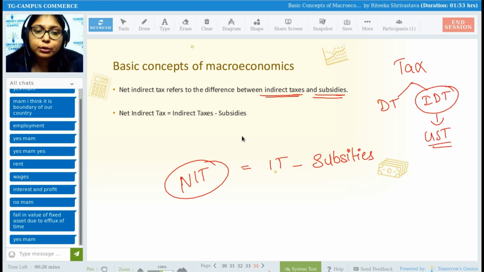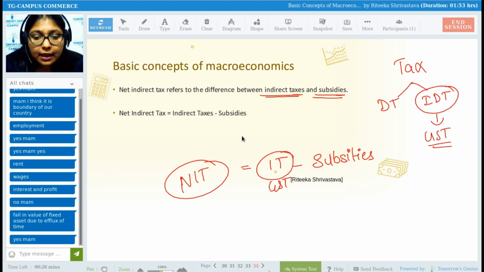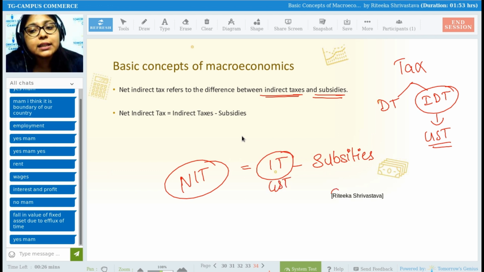Now what is NIT? How will you get NIT? NIT you will get from indirect tax minus subsidies. Indirect tax is nothing but GST, minus subsidies. Subsidies are nothing but the discounts which are given by the government to the poor people. Even though it is cheaper for the poor people, it's an expense for the government.